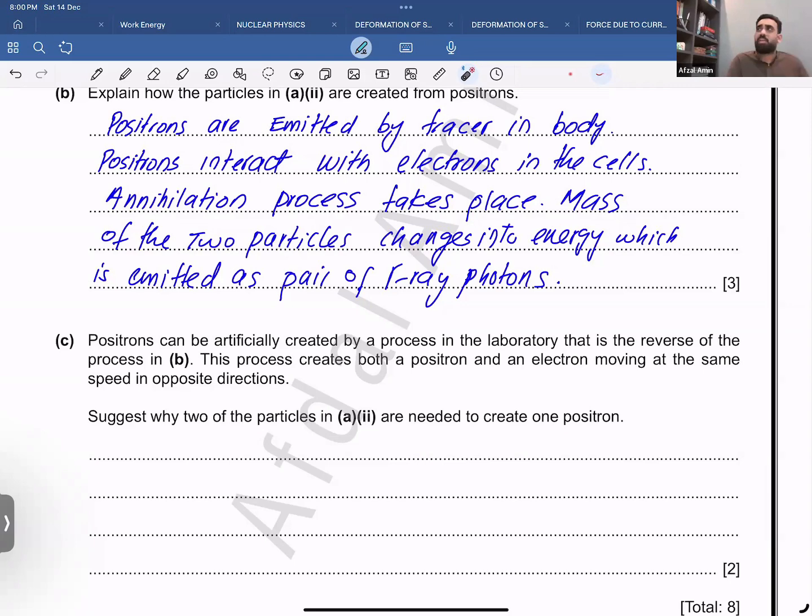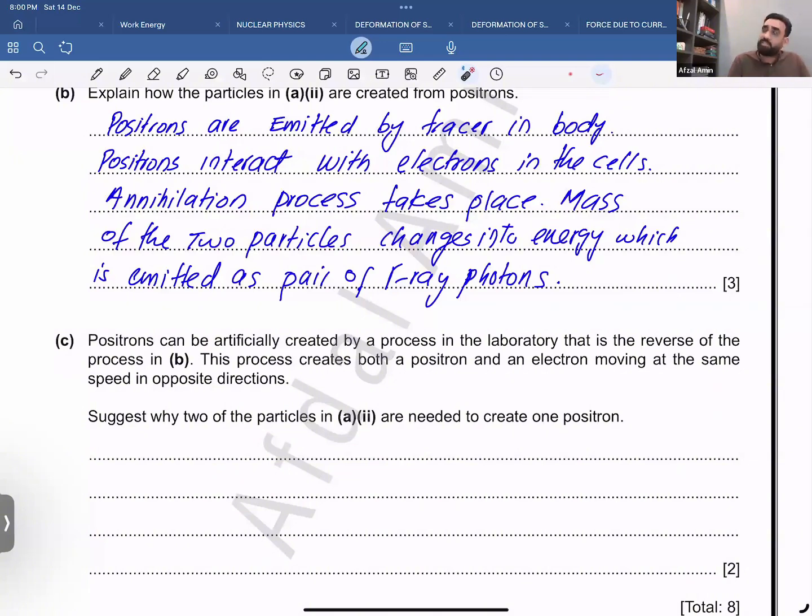Why are two particles needed to create one positron? Last time we had a similar concept. Because the electron and the positron have the same mass, and they move in opposite directions, so their momentum is also the same in size. So the resultant total momentum is zero. It means the gamma ray photons should also have zero total momentum, and that is only possible when they are a pair in opposite directions.